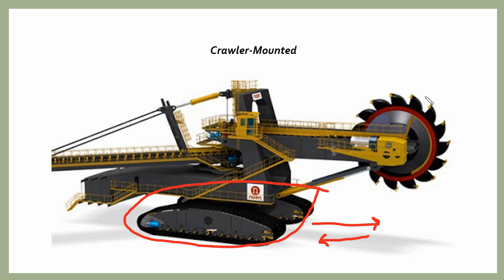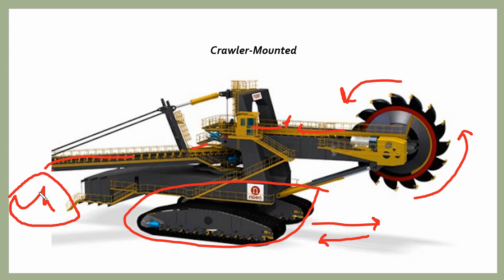Here are the buckets fitted on the wheel, and the wheel rotates in this way, meaning anti-clockwise. And this one is the boom. Here the counterweights are fitted, and this is the stacker. This one is the boom conveyor or boom stacker. When it cuts the material and stores it here, with the help of the stacker conveyor the material comes in this way, and from this way it is stored in that area.